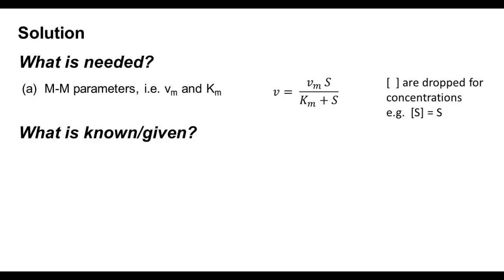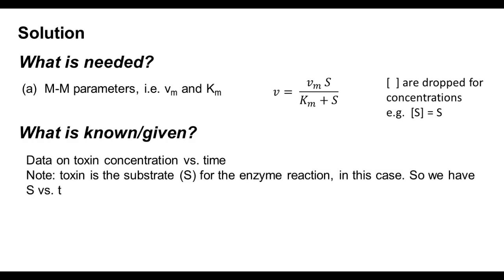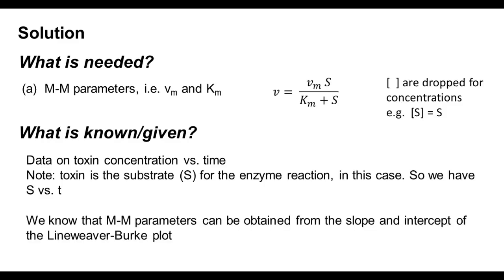So what is known or given? The data on toxin concentration versus time. The toxin is the substrate here, right? The toxin is the substrate for the enzyme reaction. So we have S versus t. And we also know from the lecture material in lecture 5 that the Michaelis-Menten parameters can be obtained from the slope and intercept of the Lineweaver-Burk plot. A Lineweaver-Burk plot is 1 by V versus 1 by S.